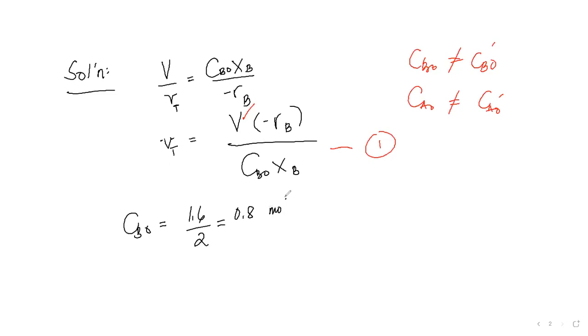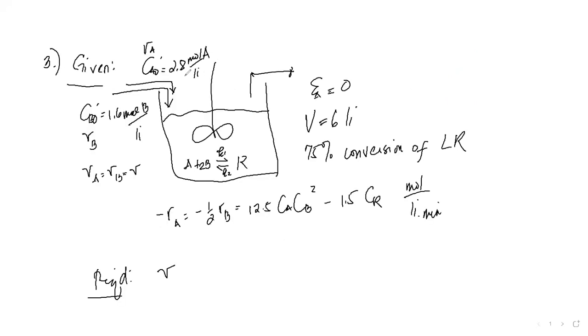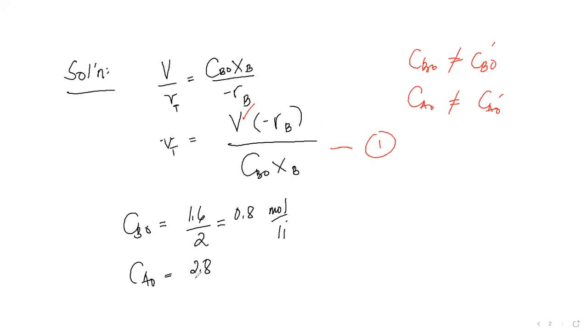So this is mole per liter. The same concept applies with that of A. So your A is 2.8. So you place here 2.8. We also divide by 2. So this would be 1.4 mole per liter as well. Now, since there is 75% conversion of the limiting component that is desired, you are to check which of these two is the limiting component.